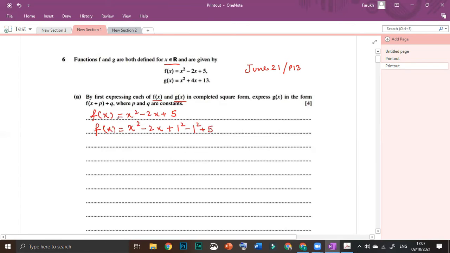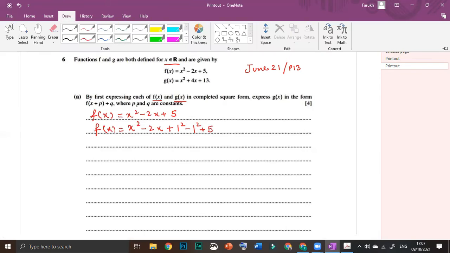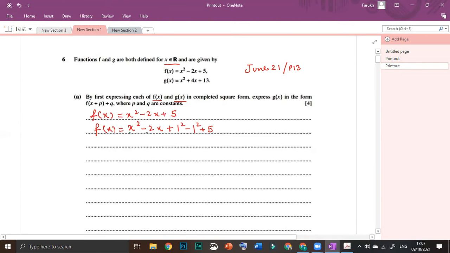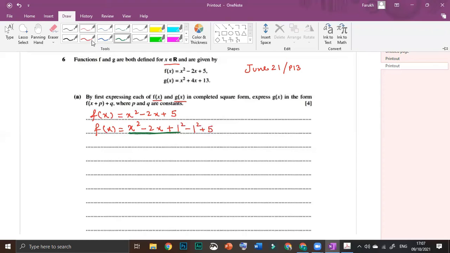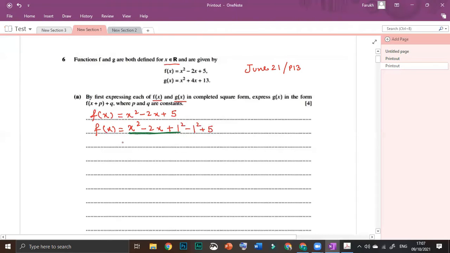Now, these three terms are a square minus 2ab plus b square. We will write this one as x minus 1 whole square. And the answer of minus 1 square plus 5 is plus 4.